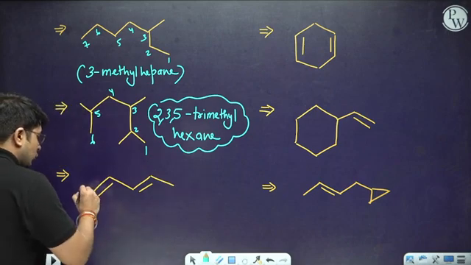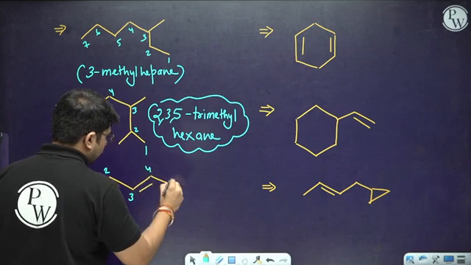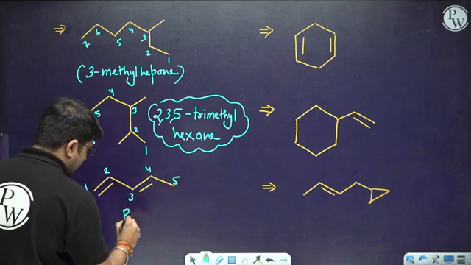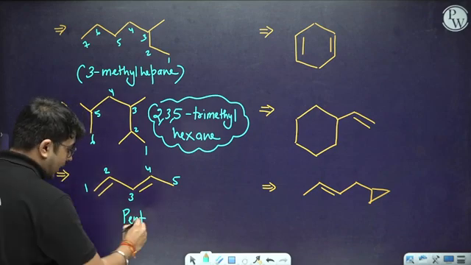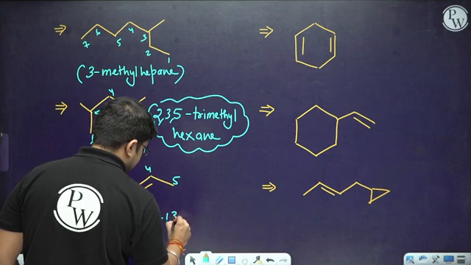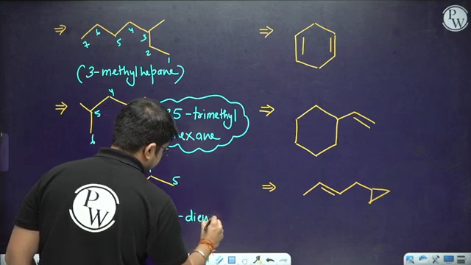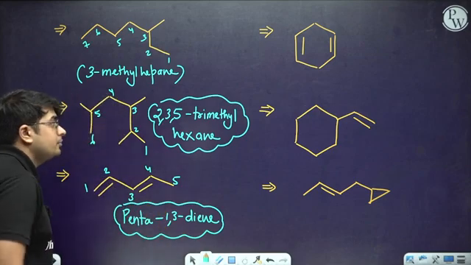In this case, I'm going to start with here because double bond is nearest. 1, 2, 3, 4, 5. So 5 means I'm going to use a pent. Now double bonds are present twice, then I'm going to add A. So penta, 1, 3 diene. It's going to be penta 1, 3 diene.